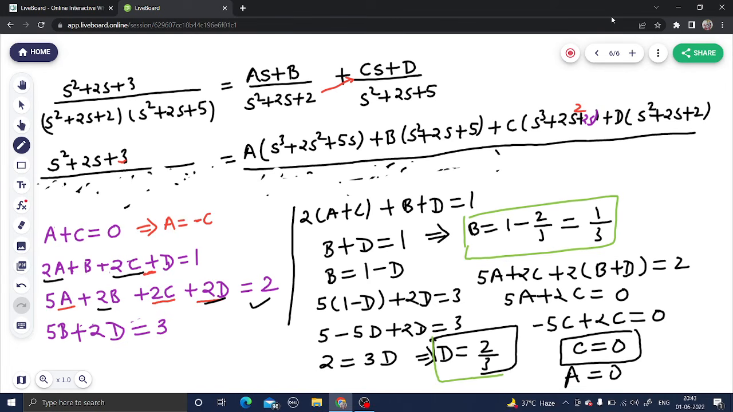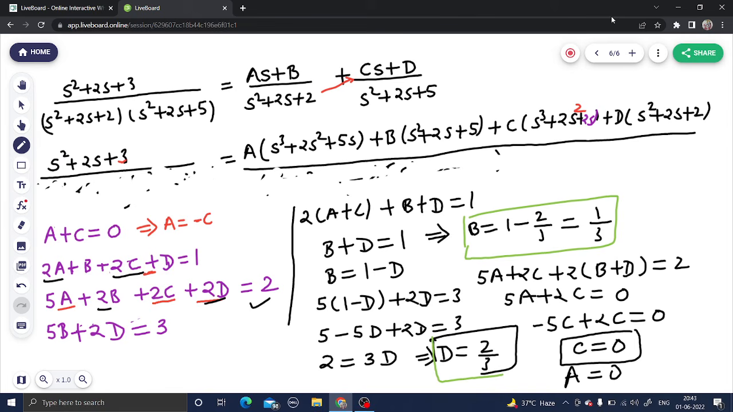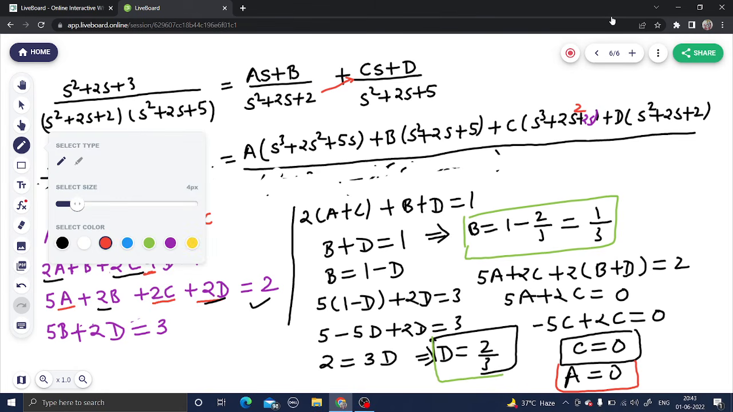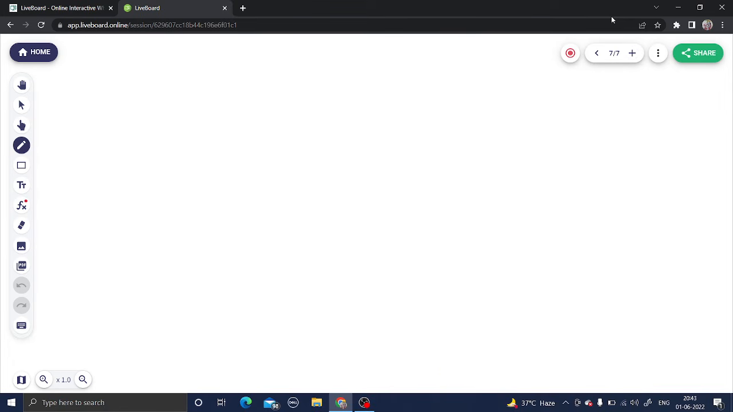So a, b, c and d, we have got all the 4 values correctly. So this is a big breakthrough for us. So we can come back here, and because c and a are 0, we have b upon this and d upon this. So b is 1 by 3.